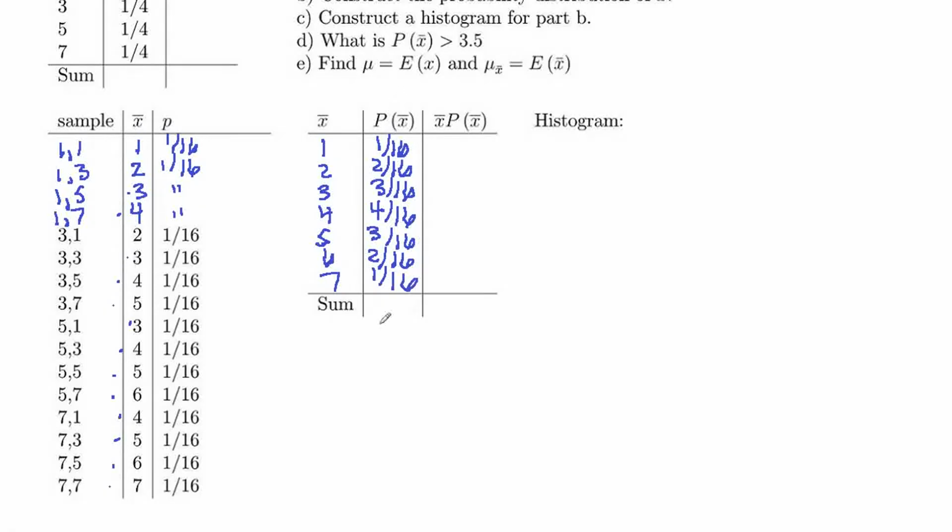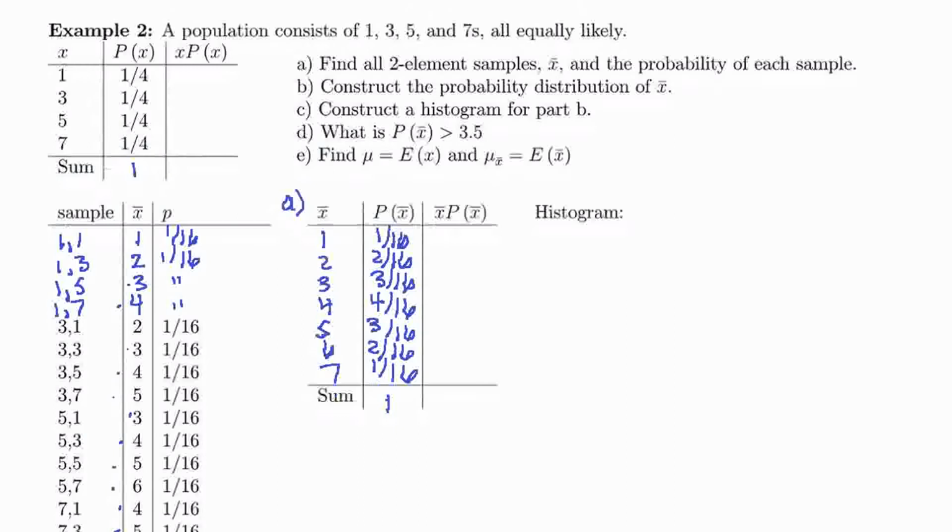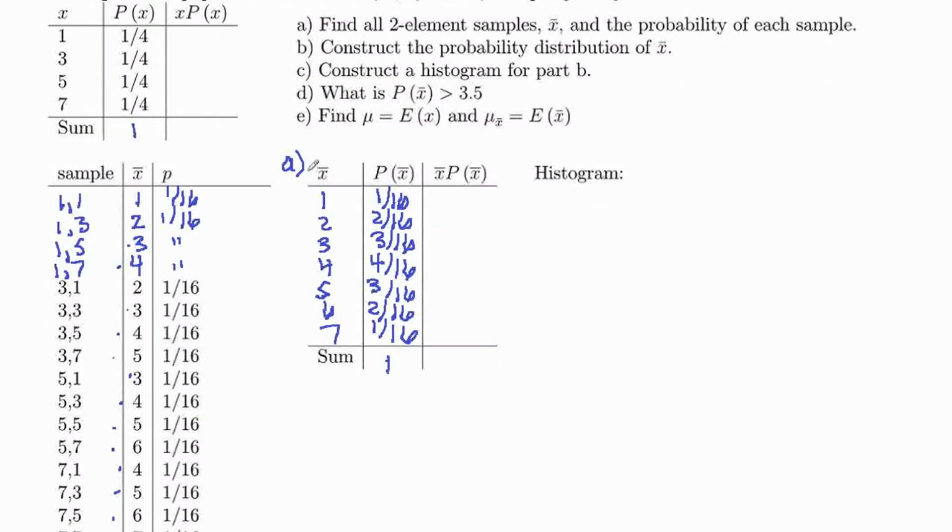Now notice that the sum of all those probabilities is 16 out of 16 or 1. That always has to happen. Like it did up here, 4 1/4s give you a sum of 1. And so that is the probability distribution there. This is the probability distribution of x bar. So that's part A. Actually part B, I guess. Yeah. So this is part A here.